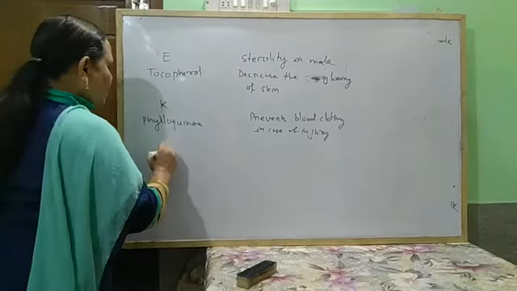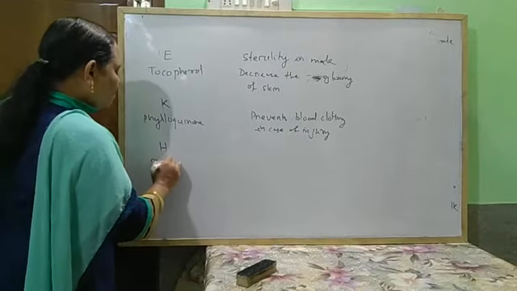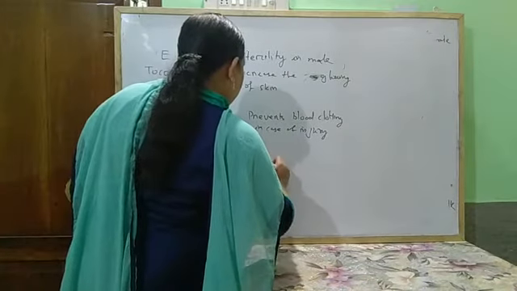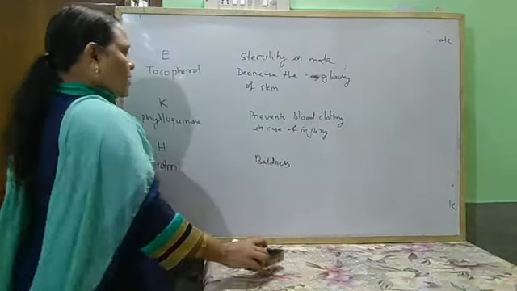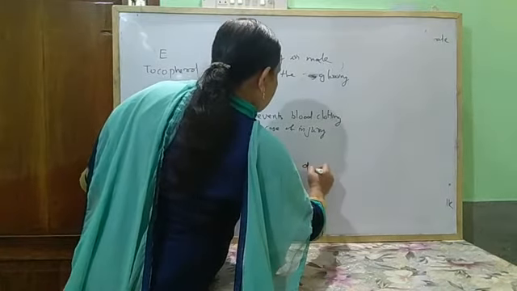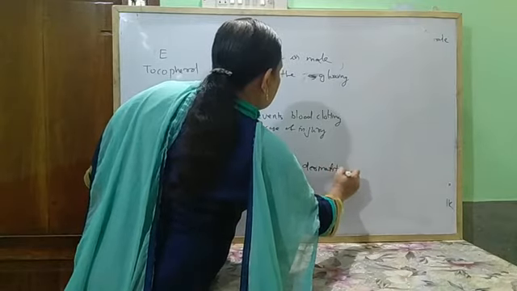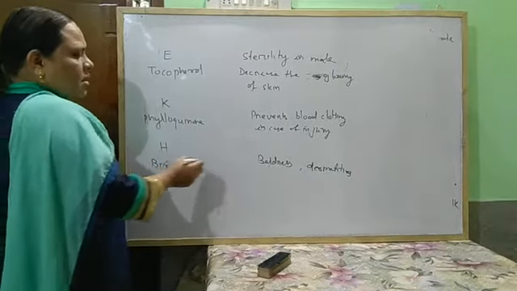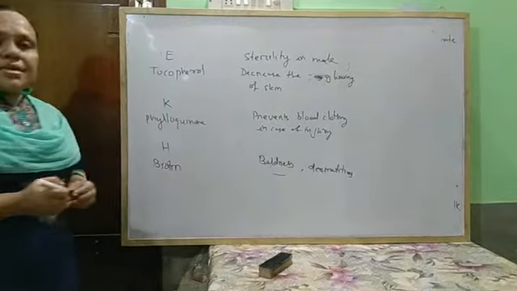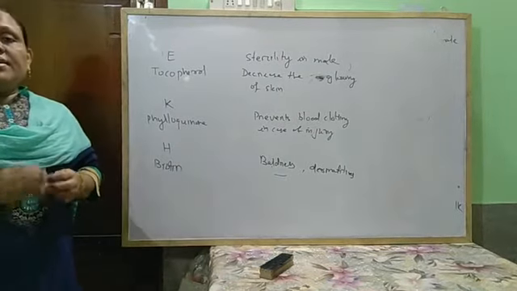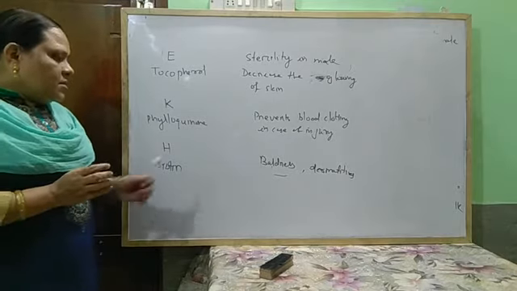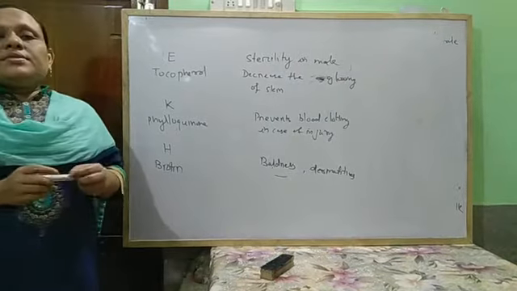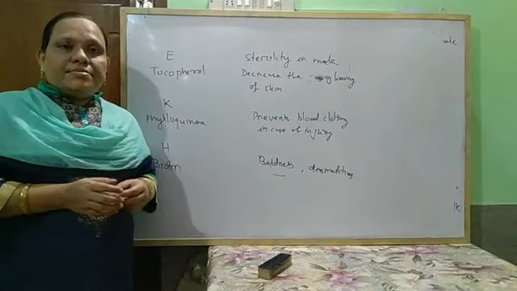And another vitamin is vitamin H, known as biotin. Deficiency of this causes baldness and dermatitis, and it is generally found in egg yolk and other non-veg food. So this is something about our vitamins.